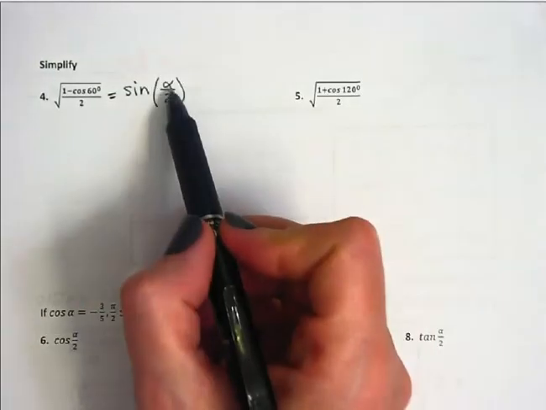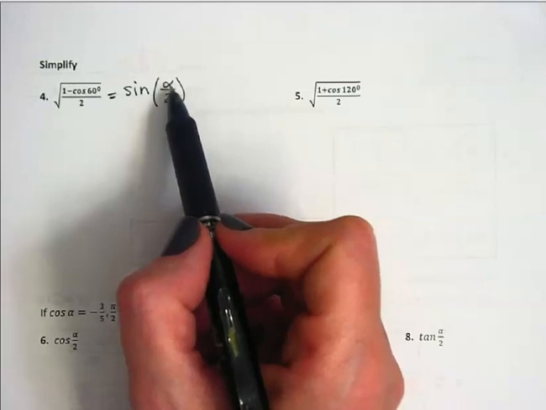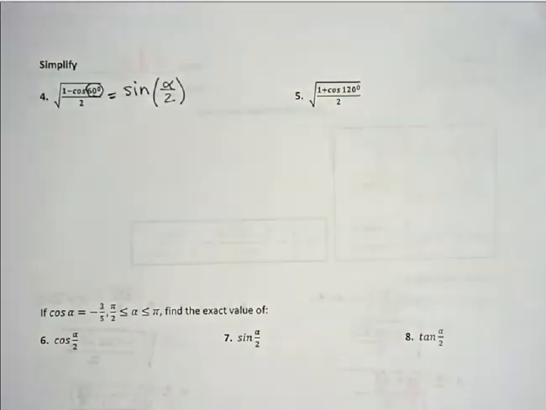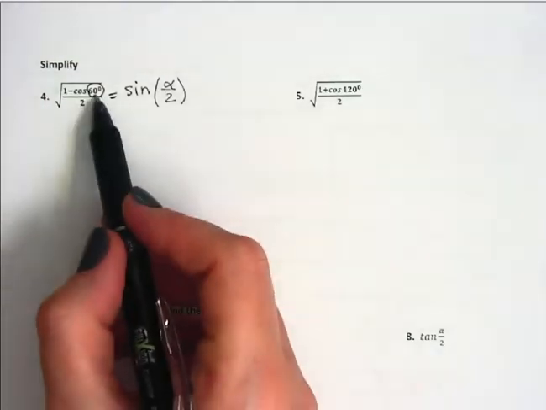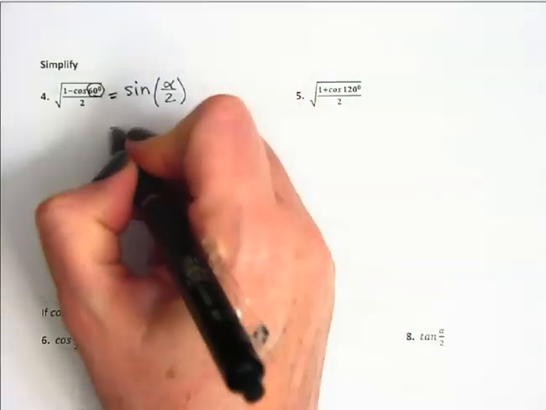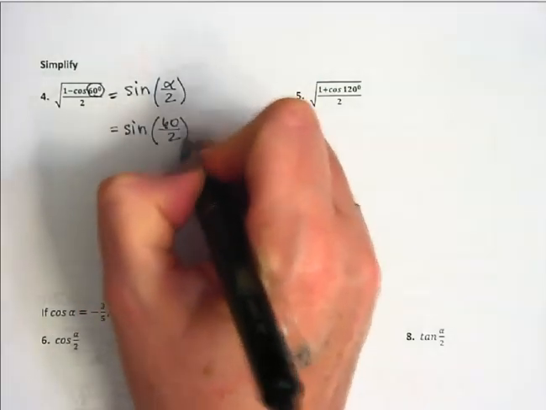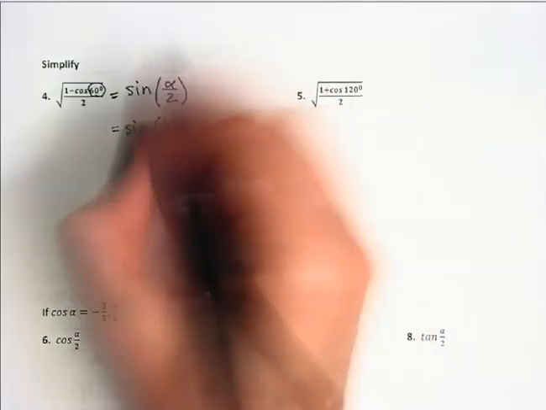Now the way I figure out what was substituted for alpha is whatever's right here. Because in the formula, that's where my alpha is, cosine of some angle. So by looking here, I can tell that that angle was 60. So that's my alpha value for my half angle sine value. So 60 over 2 is 30.